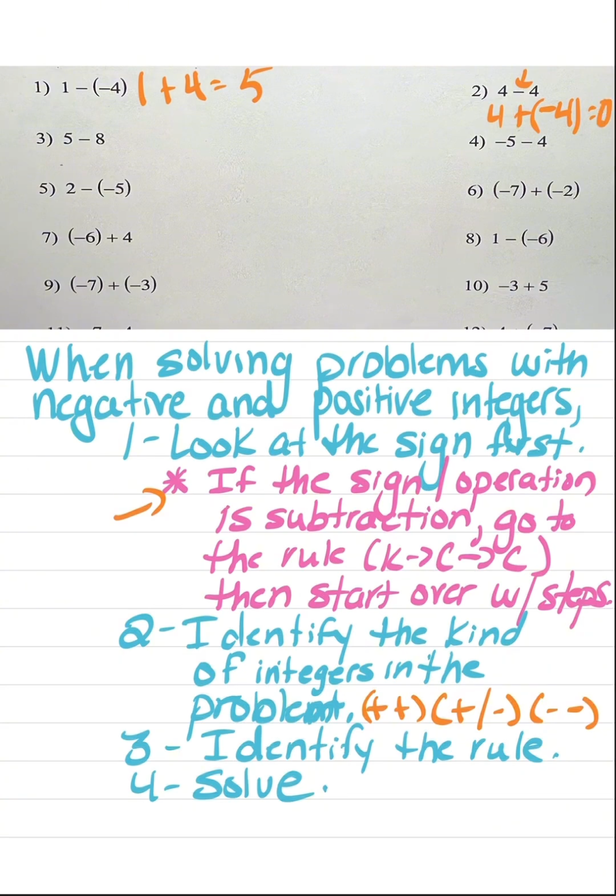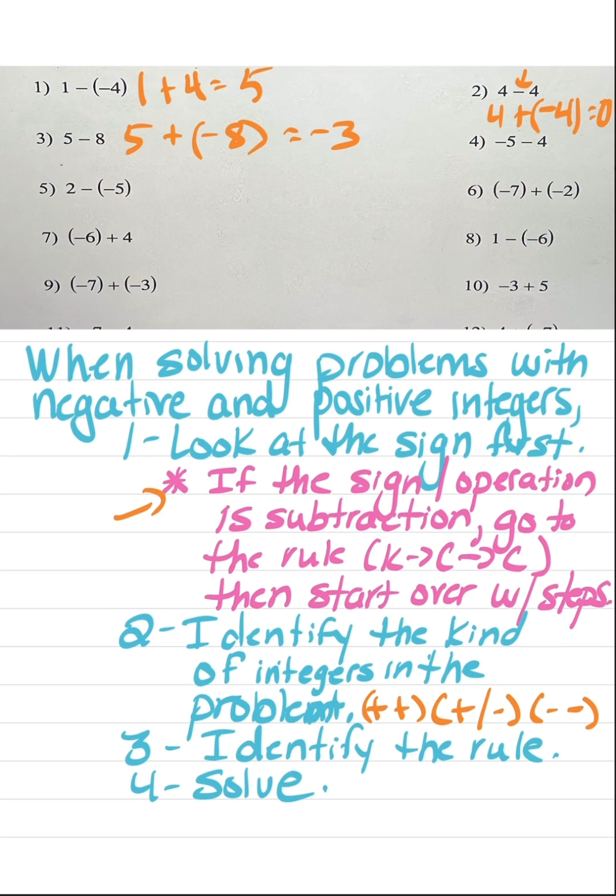Number 3, I have 5 minus 8. Keep, change, change. I look at the new sign, is addition. So I have the integers. One is a positive, one is negative. The rule with that is to subtract. 8 minus 5, 3. You keep the sign of the larger integer. In this case, the integer that has the largest absolute value is 8. So my answer is going to be -3.